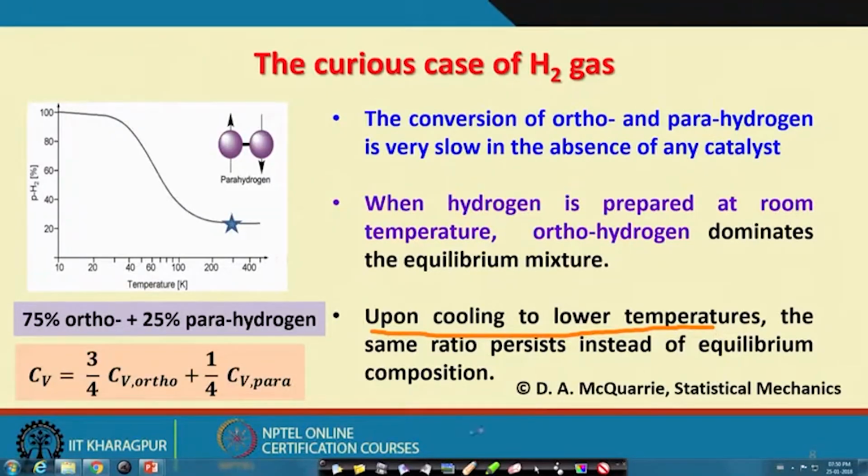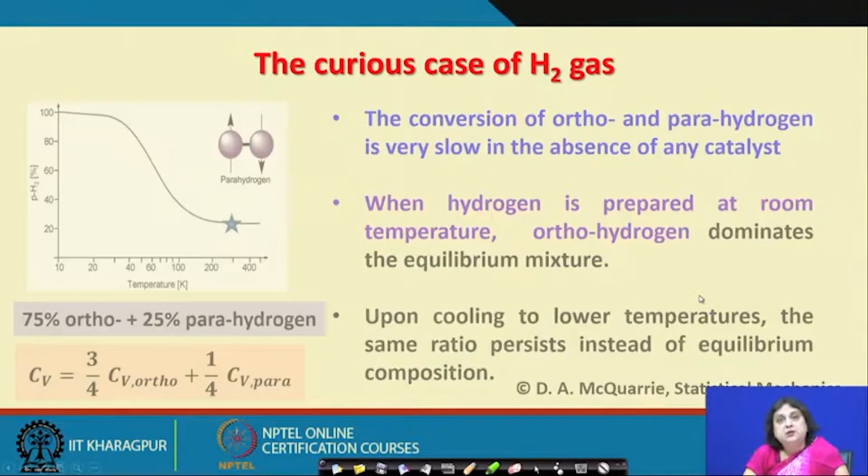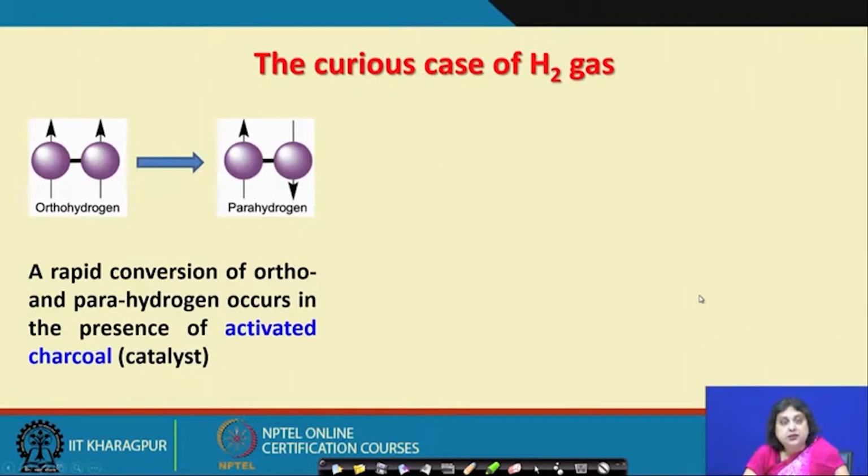So, obviously one would question that this explanation is going to be valid provided you do something else. And what is that particular experiment that was carried out? It was found from the literature of chemistry that a rapid conversion of ortho and para hydrogen occurs in the presence of activated charcoal as a catalyst.